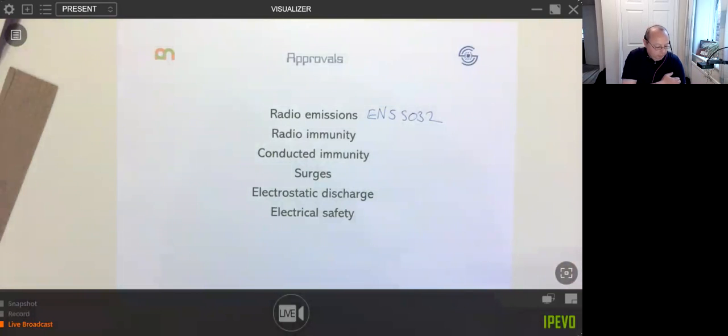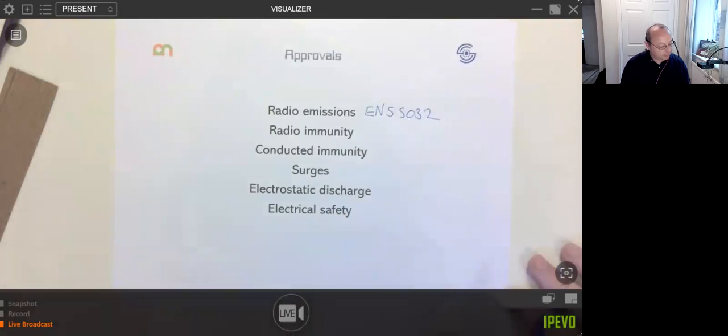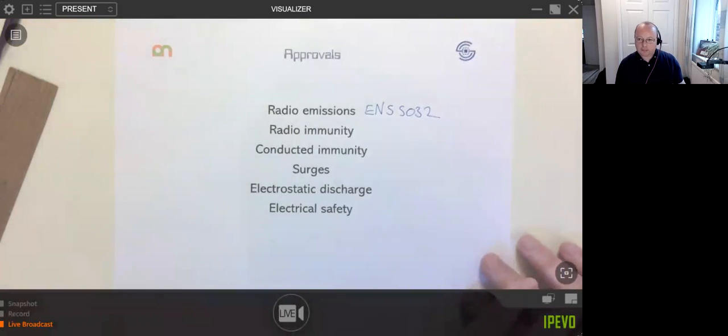And when things suddenly start getting a bit tasty is the next part, which is radio immunity. That is, as well as your equipment radiating radio waves, and it's got to be below level, it's got to be immune to radio levels as well. And with medical devices, radio immunity is when things start to get really tasty.